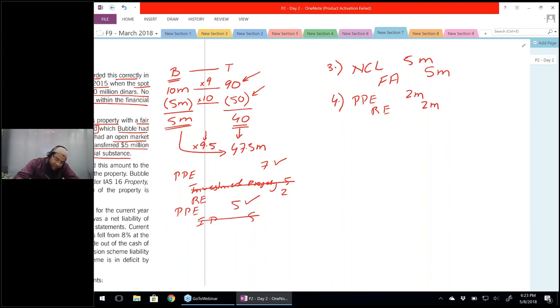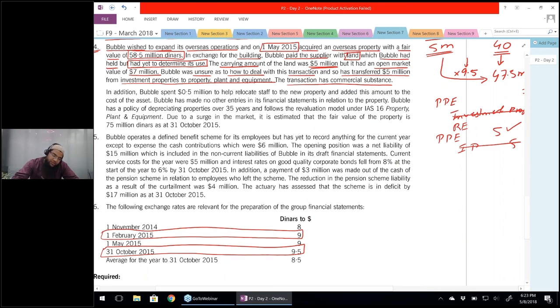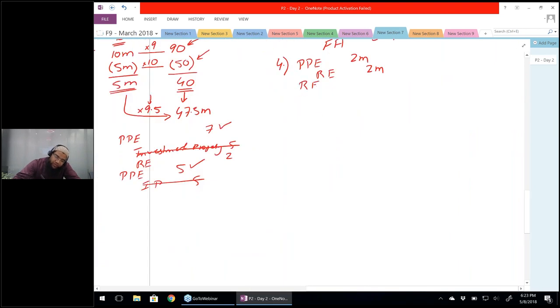Now the question further says that in addition, Bubble spent $0.5 million to help relocate the staff to the new property. So we have incurred some relocation costs as well and added this amount to the cost of the asset. Do we capitalize the relocation cost? No, relocation cost is actually expensed out. So what entry should we make now? It has been incorrectly capitalized. So we will be debiting retained earnings and crediting the property, plant and equipment by $0.5 million. So first we have increased the property from 5 to 7 and then we have expensed out the amount of the relocation cost.